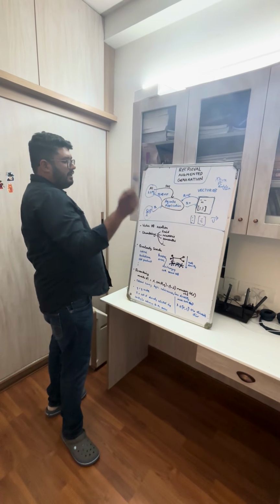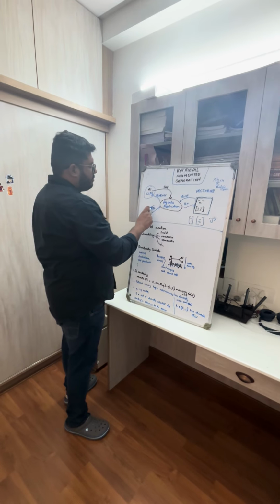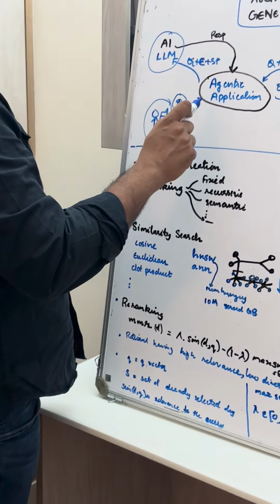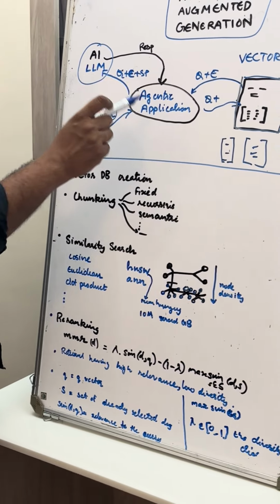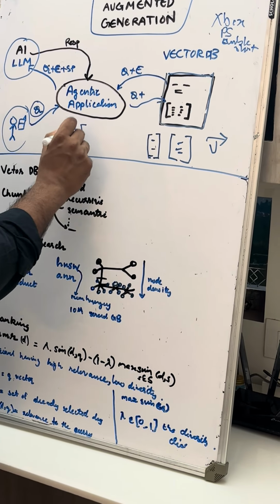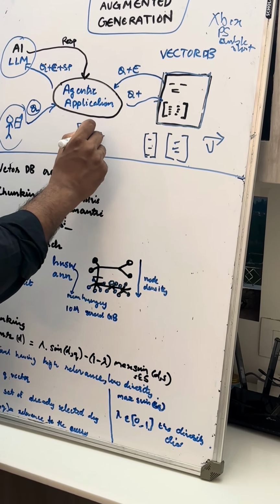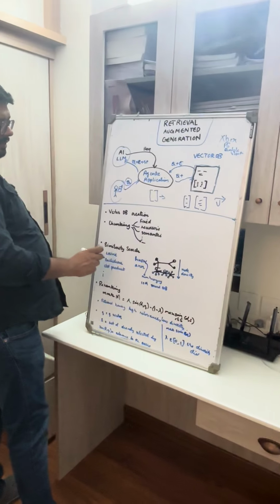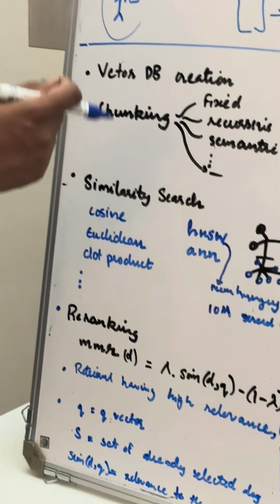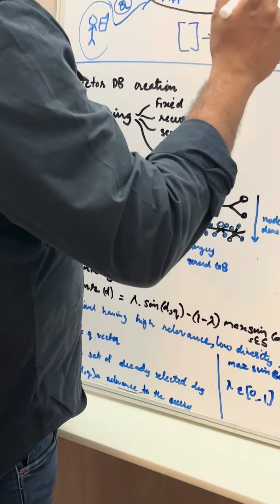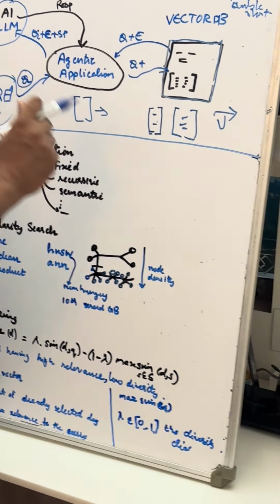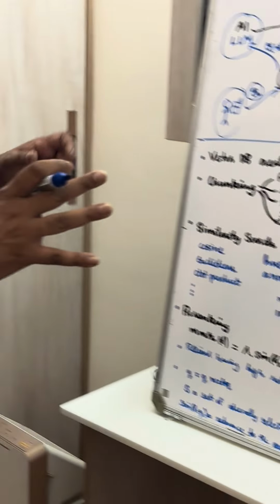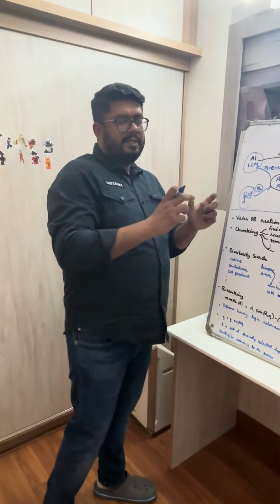So let me reiterate once more: you have your user asking a query, you have your large language model, you have your agentic application. So we convert the query to embeddings. Then we perform a similarity search using cosine similarity, dot product similarity, or Euclidean similarity on our vector database. And it should return the most similar vectors that make sense.